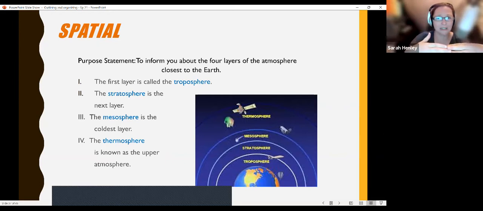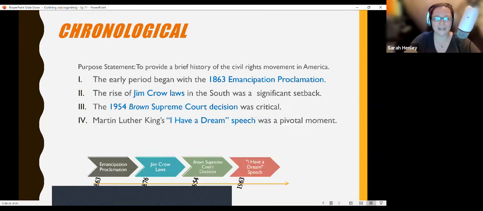But spatial can be done in reference to many other things as well. It can be done from inside to out, outside to in, left to right, top to bottom, north to south, east to west. So we can look at space in all different dimensions, not just the obvious top to bottom. So that is also a pretty easily identifiable organizational pattern.